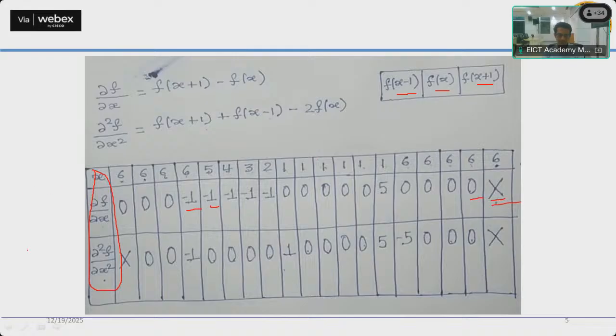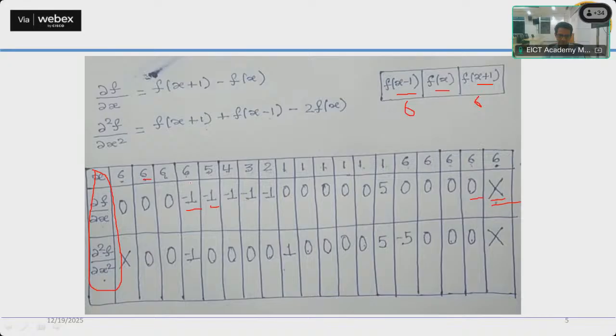So when you are calculating this one, you need the behind value, next value, and this value. So what is this one? We calculate for this one, 6, right? So its behind value is 6, its after value is 6, and 6 plus 6 minus 2 into 6, it is 0.